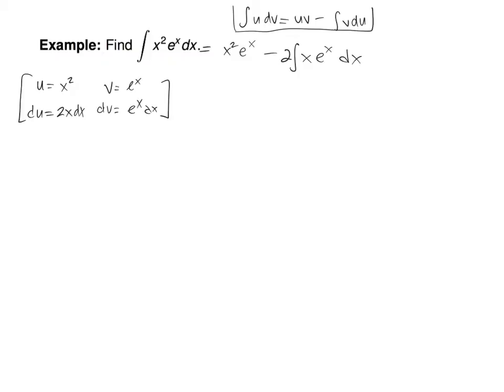Do you know an antiderivative of x e to the x? No. No, but this is a process that can be reiterated. You can do it again. So you repeat one more time. You're looking at this integral now: u will equal x, du is equal to 1 dx, dv is e to the x dx, and then v is equal to e to the x.